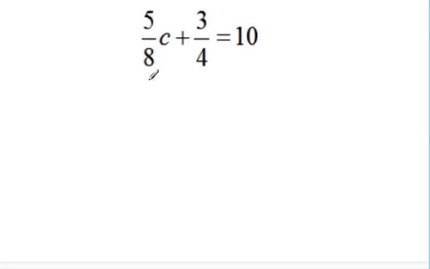Today I'm going to teach you how to solve a multi-step equation with fractions. At the end of this video, you will understand two ways to solve multi-step equations with fractions. Ready? Let's begin. You're trying to find out what the variable is equal to in your problem.